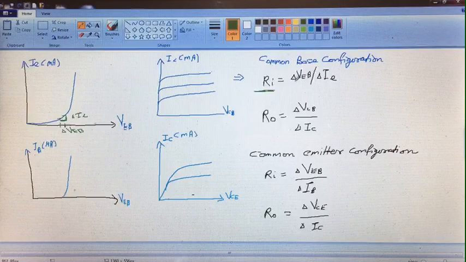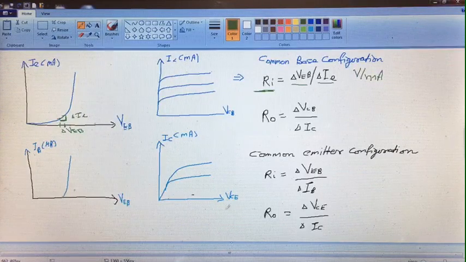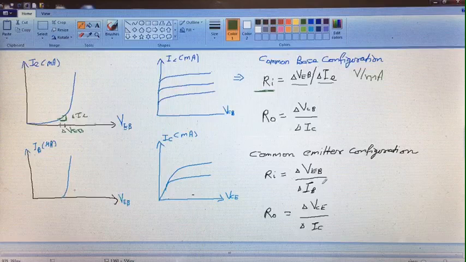Here the voltage is in volts and the current is in milliamperes. That means the ratio is in volt per milliampere. Now compare this input resistance with the input dynamic resistance of the common emitter configuration. This is the ratio of the change in emitter base voltage to the change in base current. This is volt per base current, which is always in microamperes.